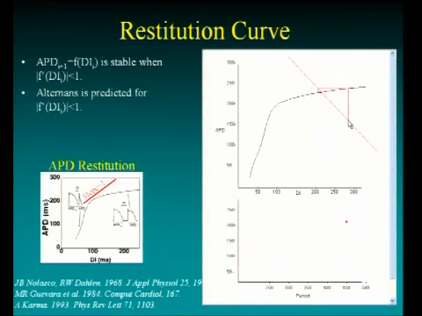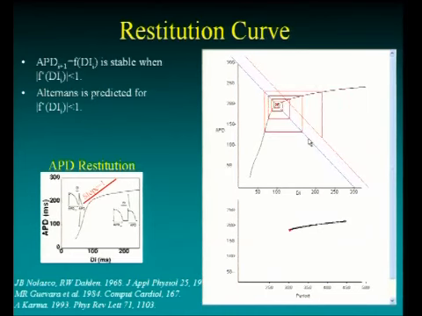In this case, you're cobwebbing between the restitution function and this line of slope -1, which defines the fixed cycle length at which you're pacing, which is just the sum of the action potential duration and diastolic intervals on these two axes. So you get a line of slope -1.